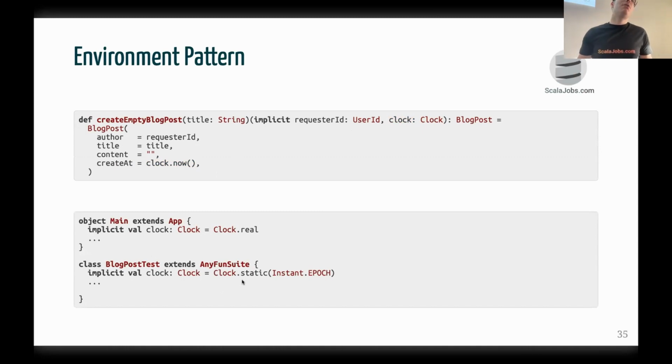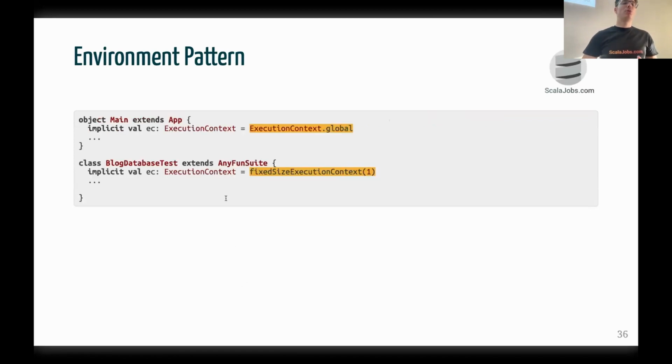And if you've been using Scala for some time and you use futures, you're already familiar with this pattern because this is exactly how execution contexts work. An execution context is like a thread pool. And quite often what we do is that in the main of our application, we say, oh, I want to use a global execution context everywhere. And maybe within a test file, we want to say, oh, I want to use a single thread.